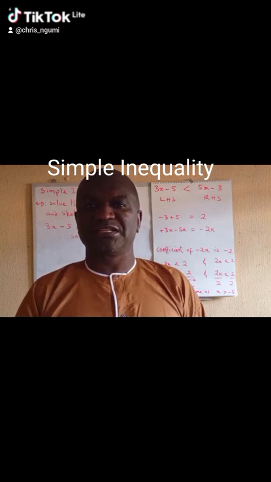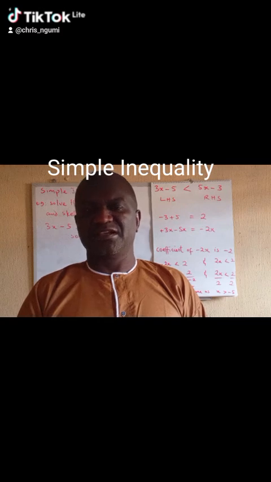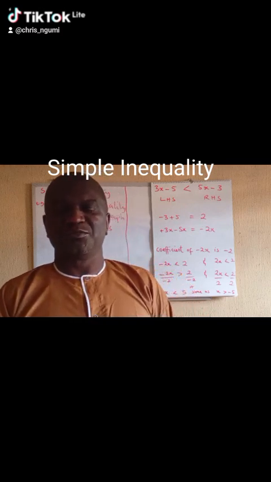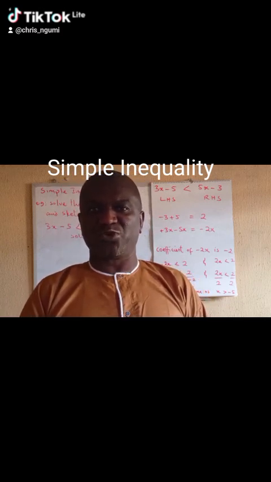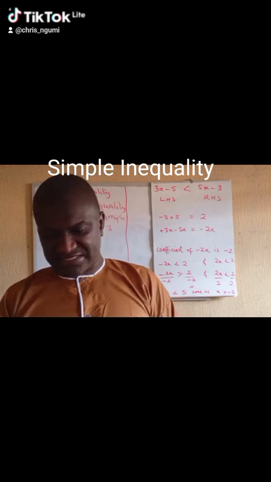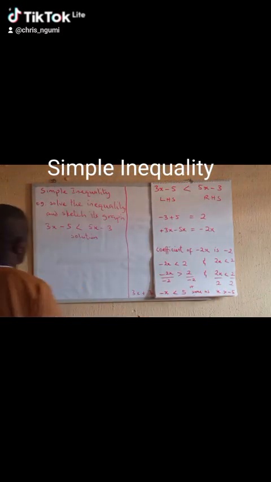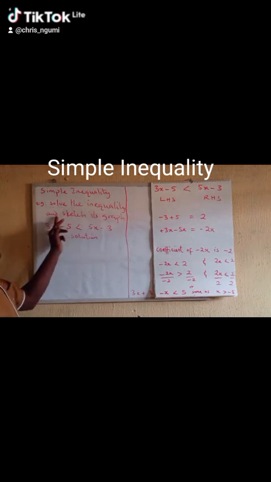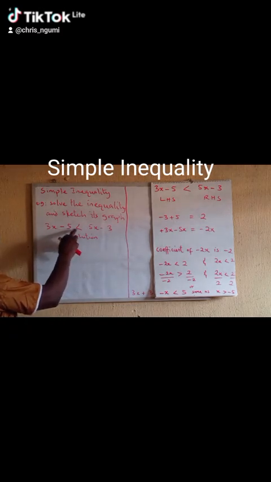Today we are looking at how to solve simple inequalities. Previously we have looked at the number line and graph of an inequality. Now let's take an example on a simple inequality. We have an example here. It says solve the inequality and sketch its graph: 3x minus 5 less than 5x minus 3.